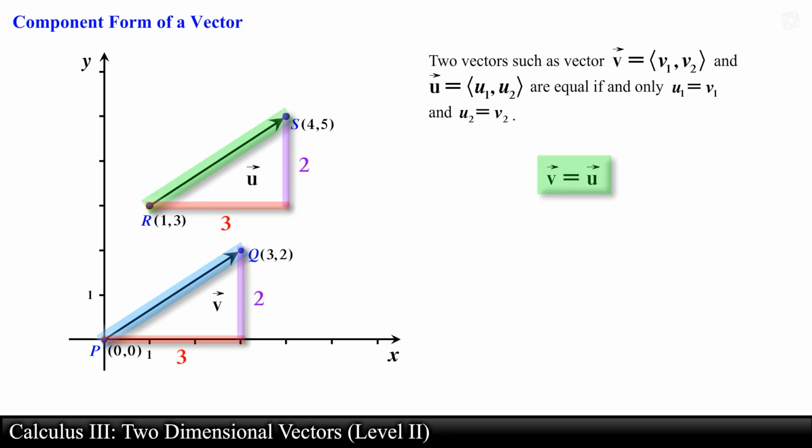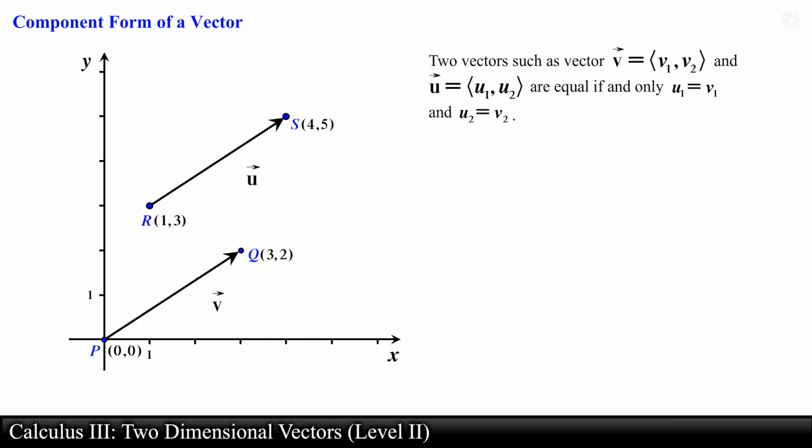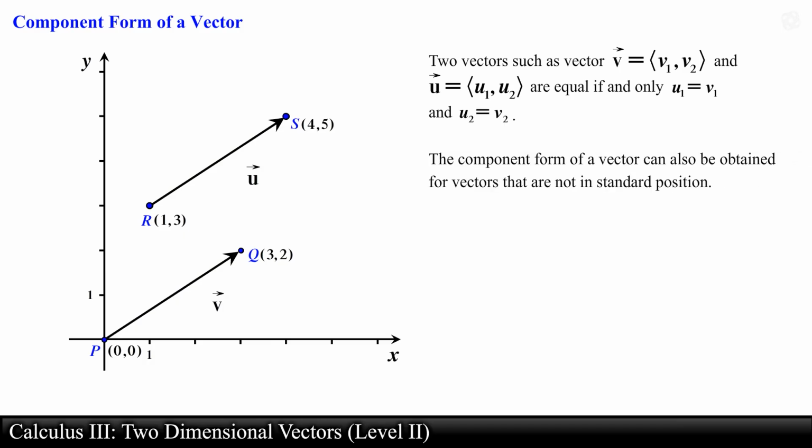Hence, both vectors are equivalent. The component form of a vector can also be obtained for vectors that are not in standard position. For example, vector u has an initial point given by the coordinates (1, 3), and a terminal point given by the coordinates (4, 5). We can easily find the x component of the vector by taking the x coordinate of the terminal point and subtracting the x coordinate of the initial point.